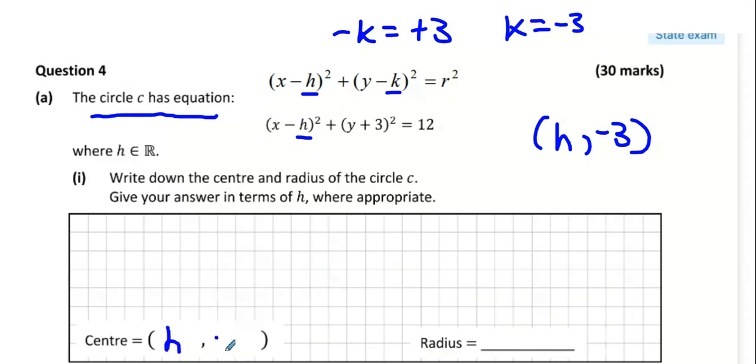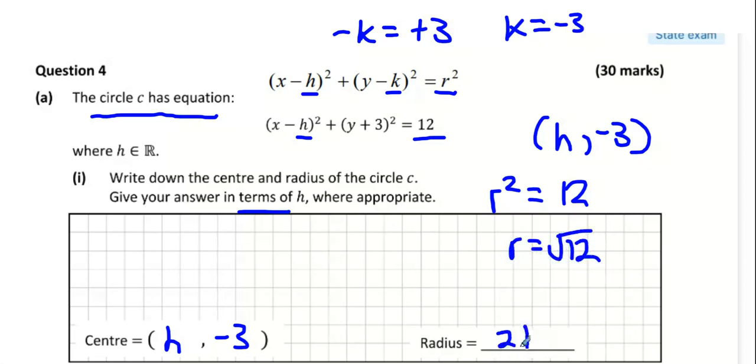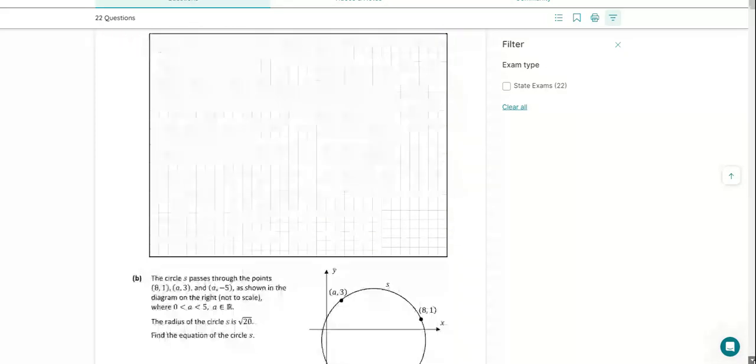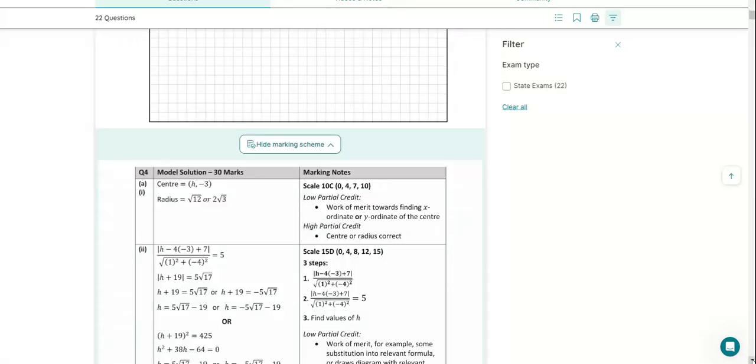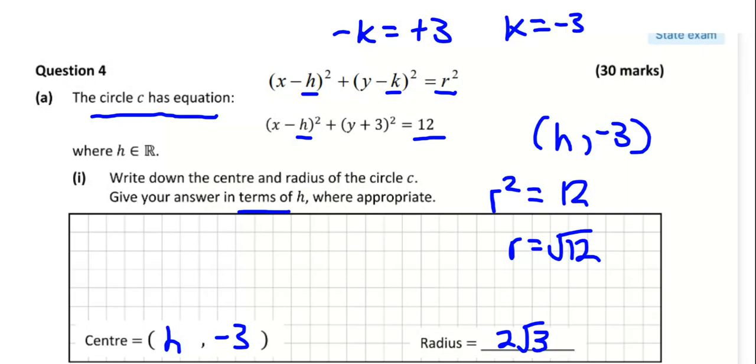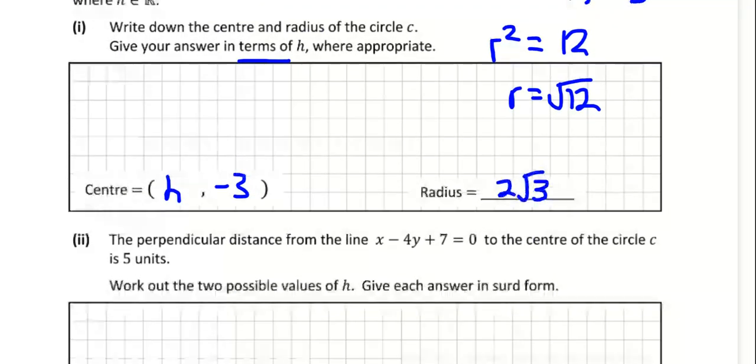Always. Now, the next thing I'll do, it says find the radius. Well, I know r squared is 12, and I'm going to square root the 12. And what do I get there? 2 root 3. Have a quick peek at the marking scheme to see what we got for this. Yeah, that is it. That's a 10 marker, lads. 10 marker for that, so we're on 10 out of 30. Okay, so happy days. Let's go to part 2.